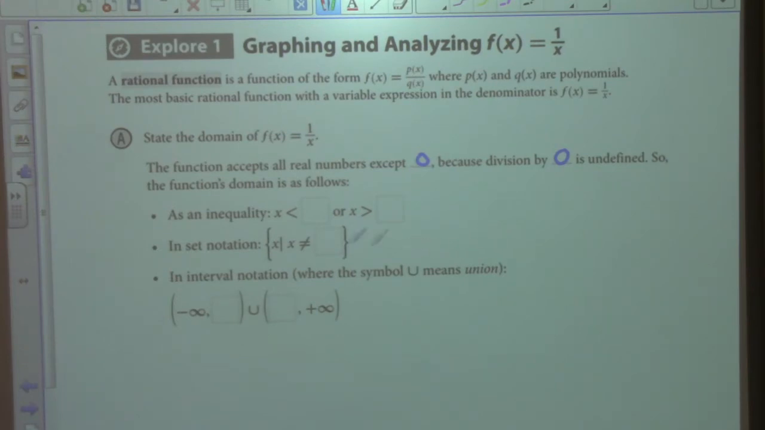So the function's domain is as follows: as an inequality, x is less than 0 or x is greater than 0. In set notation, x such that x cannot equal 0. Sometimes you'll see x such that x is an element of all real numbers, but x cannot equal 0. And finally interval notation: negative infinity to 0, union, 0 to infinity. So really that's it.